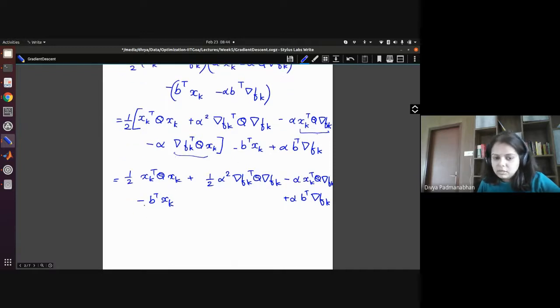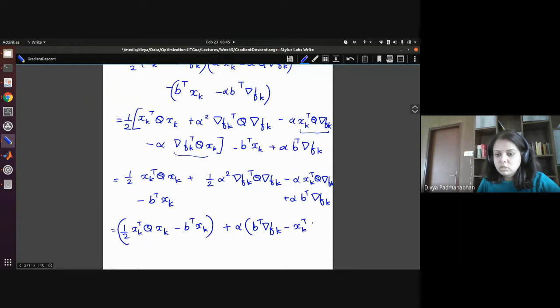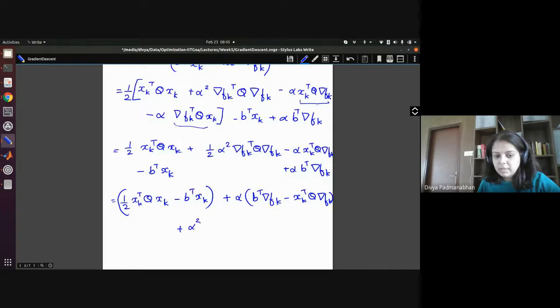So this is a problem of the form. Let me write it again, grouping the terms so that things become a little more clear. This is one term, these are basically constants which don't involve alpha. Then there is a term which involves alpha alone, which is b transpose grad fk minus xk transpose Q grad fk. And there is an alpha square by 2 term, and the coefficient of the alpha square term is grad fk transpose Q grad fk.